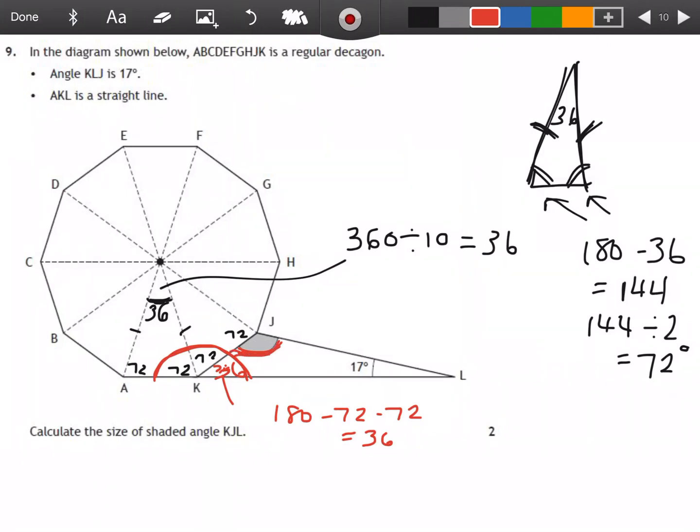There's a few ways you could have done this question, to be honest. To find the shaded angle in the picture, 180, take away the two angles that you know, take away 36 and 17. Remember, it's non-calculator. The numbers shouldn't be too difficult though. 36 and 17 make what, 53? Take it away from 180 is 123 degrees.